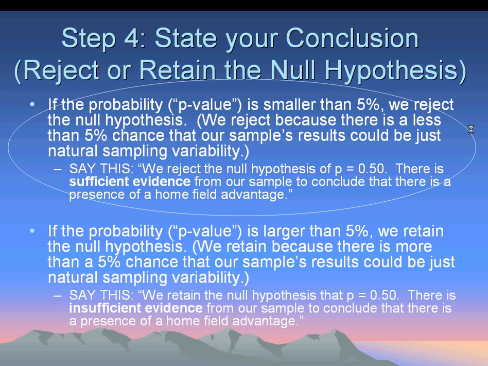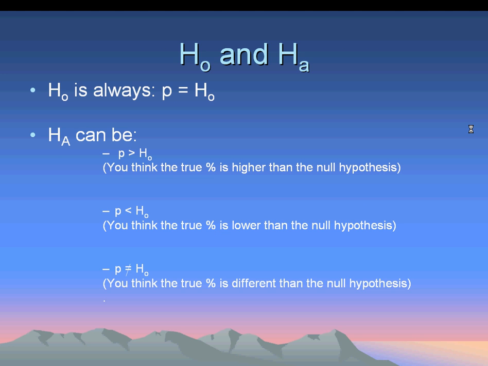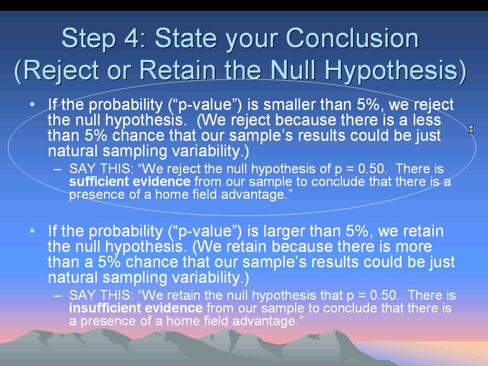Okay? You reject every time your p-value is smaller than 5%. If the p-value had come out to be more than 5%, we would have retained the null hypothesis, meaning held on to it. There would be more than 5% chance that our sample's results occur naturally, and what you're saying is that you have insufficient evidence from your sample to conclude that there is a home field advantage. You don't have enough evidence, so you have to hold on to the idea that the null hypothesis could possibly be true.